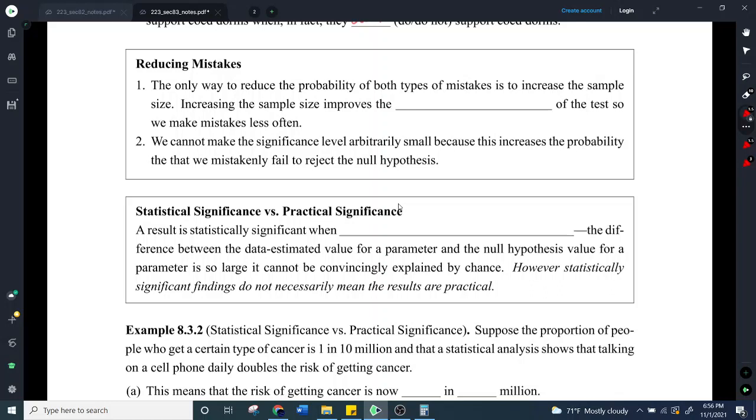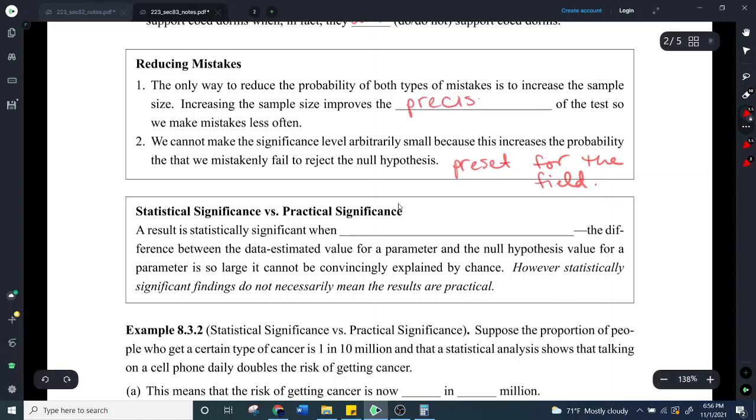And so the significance level is generally set. It's usually preset for the field. So unfortunately, we can't just arbitrarily make the significance level small. That's not really an option. The only way to reduce the probability is to increase sample size. Increasing sample size improves the precision of the test so that we make mistakes less often. Also remember what increasing sample size does. It reduces the standard error. Remember, larger sample sizes always mean smaller standard error. So anytime we can do that, we've reduced the probability of making one of these mistakes.